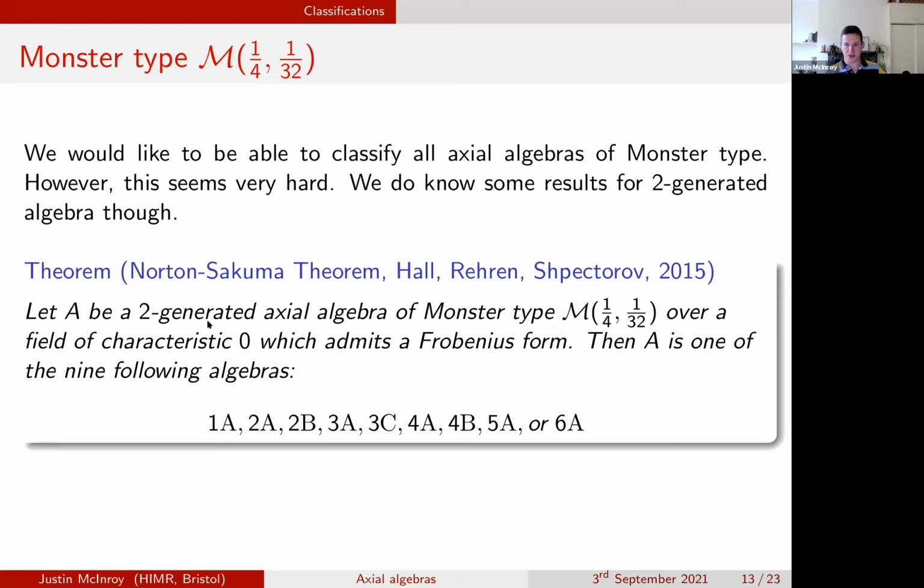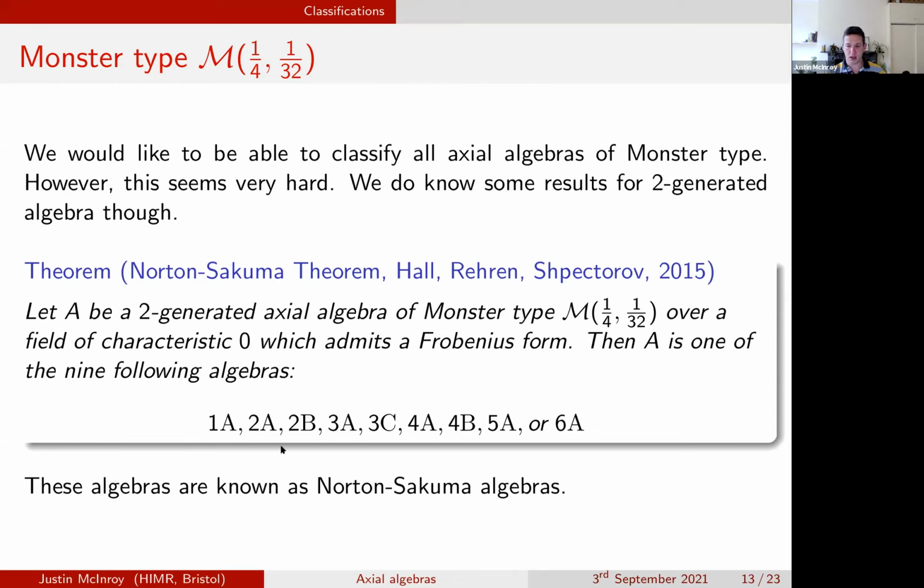But certainly the result from 2015 said that the two-generated axial algebras of monster type (1/4, 1/32) are one of the following 9 types. I've listed 9 things here. I don't expect these labels to mean much to you. They're known as Norton-Sakuma algebras because Norton was the person who discovered them in the Griess algebra, and Sakuma, I think, proved this in the VOA case.